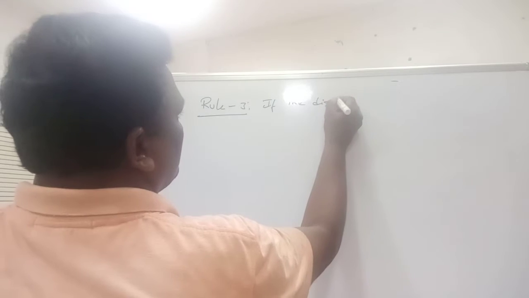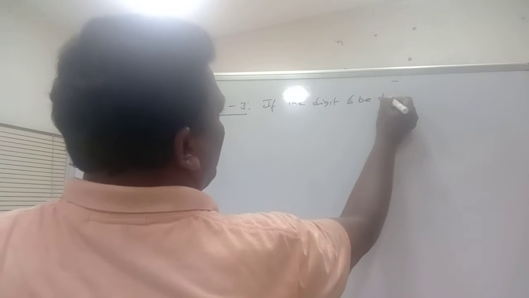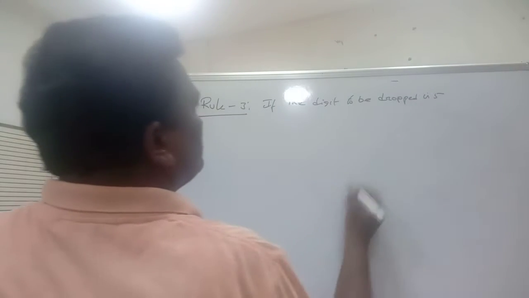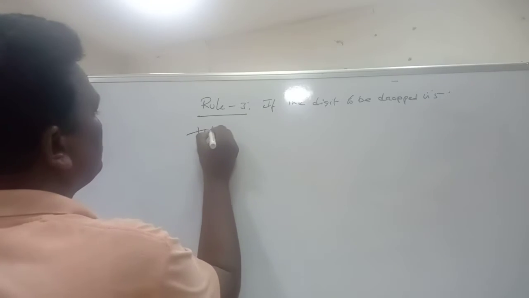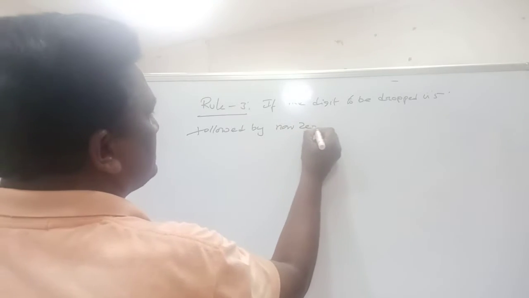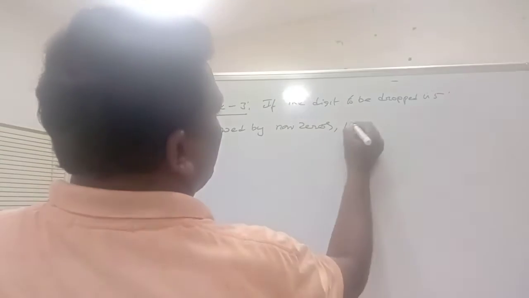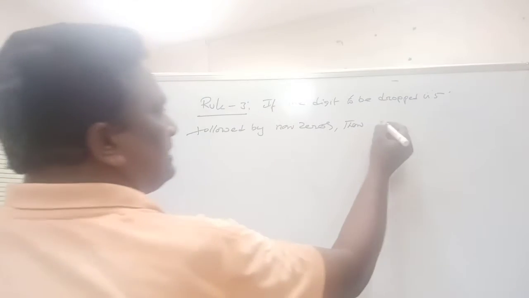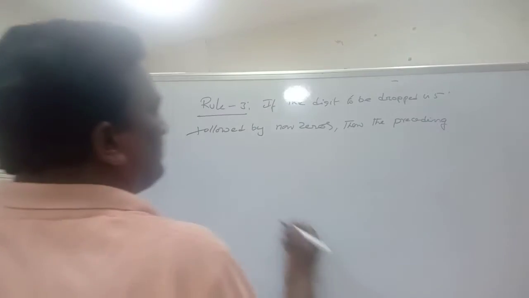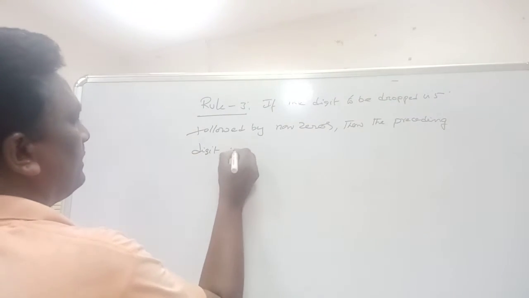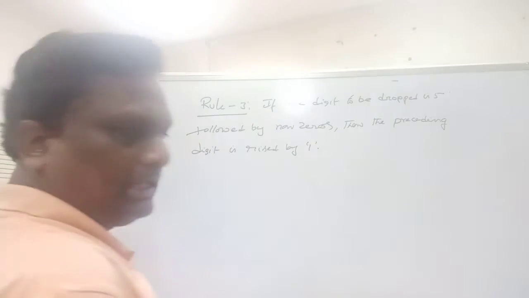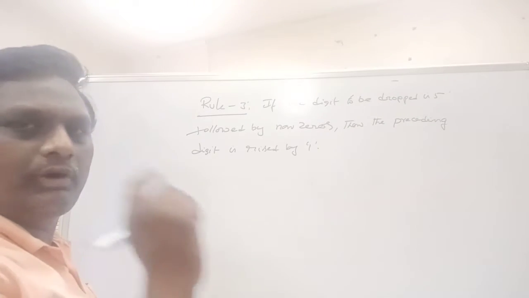the digit to be dropped is 5, okay, followed by non-zeros, then the preceding digit is raised by 1. Then the preceding digit is raised by 1.